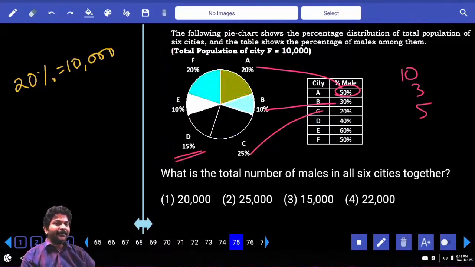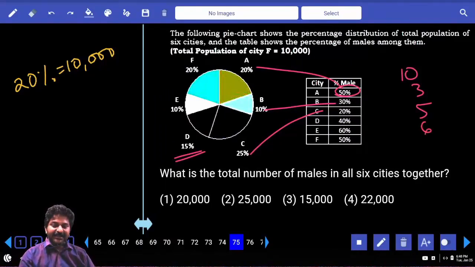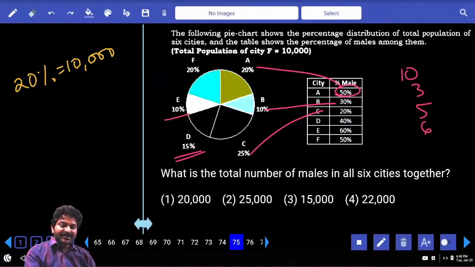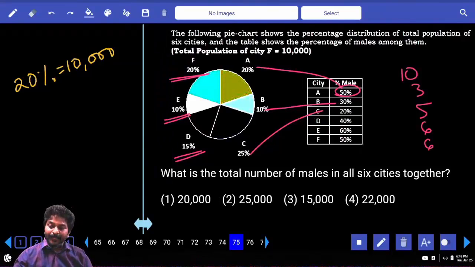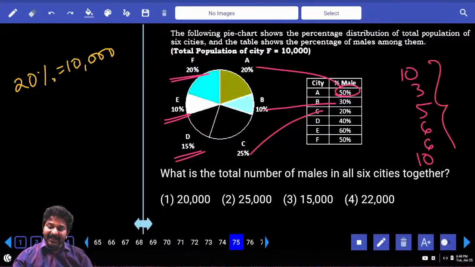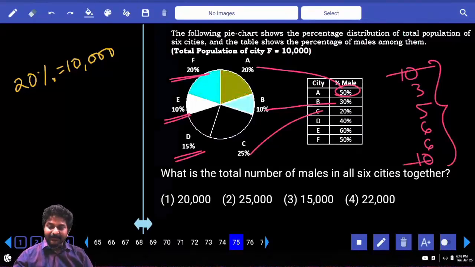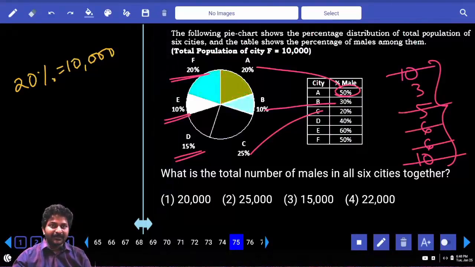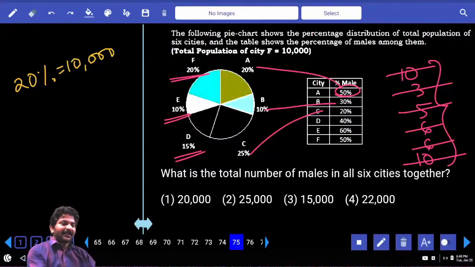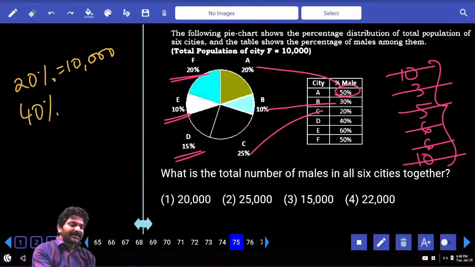10%, double, double. 6. E, 60% of 10. 6. F, 50% of 20. 10. All these are in percentages only. 10 plus 10, 20. Remember. 6 plus 6, 12, plus 5, 17, plus 3, 20, and already 20. So in total, in terms of percentage, it is 40%.